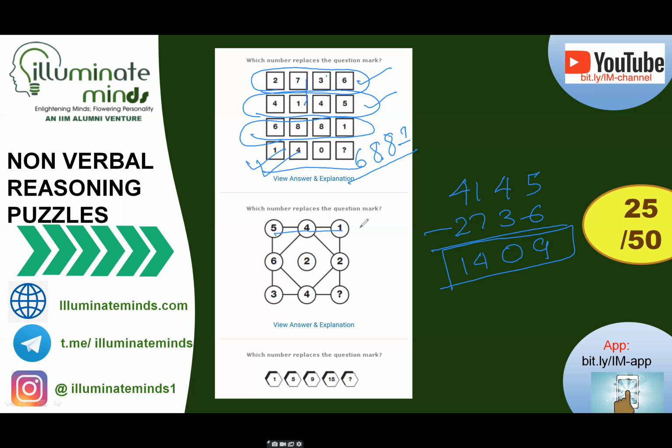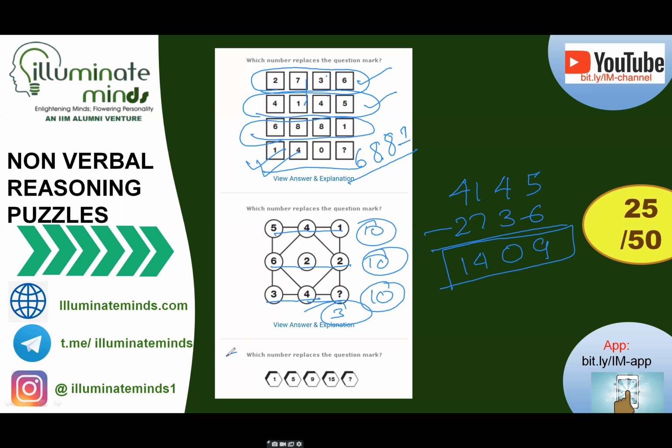5 plus 1 plus 4. Here this is 10. Similarly, 6 plus 2 plus 2 is 10. So this should also be 10. Hence, this is equal to 3. So which number replaces this number?